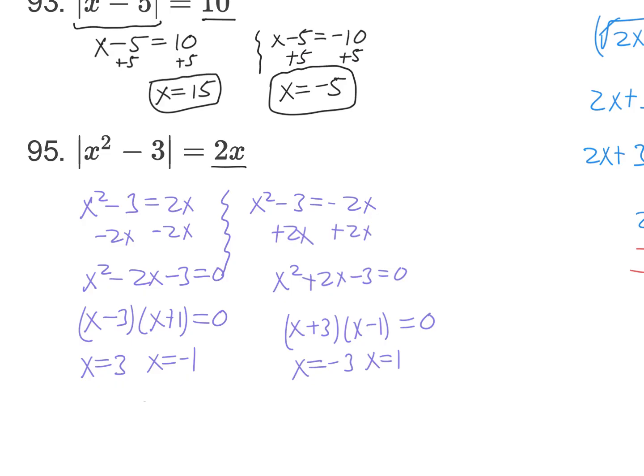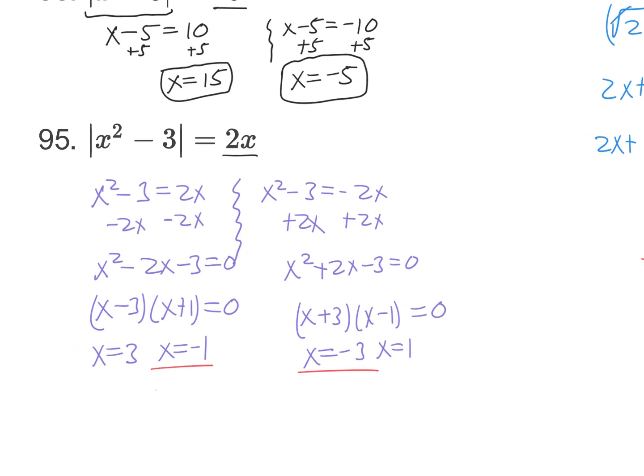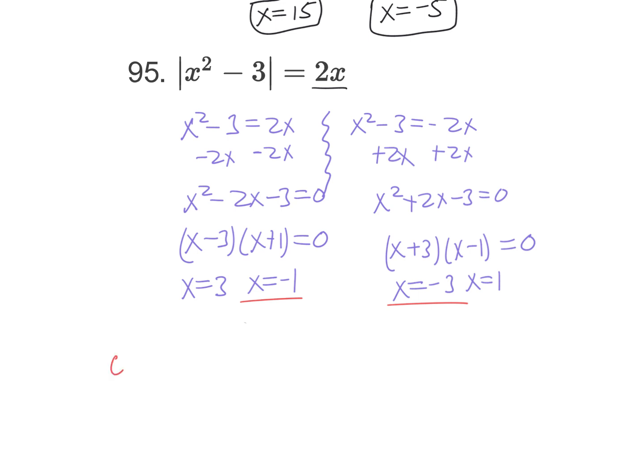Notice that when I have negative answers, these two negative answers, when I go to check them, the negative numbers are going to give us an issue. I'm going to plug it into this side of the equation, and I'm going to have 2 times negative 1 equals negative 2. And that can't work because I have the absolute value equals something negative, which doesn't make sense. So negative 1 is not going to work.